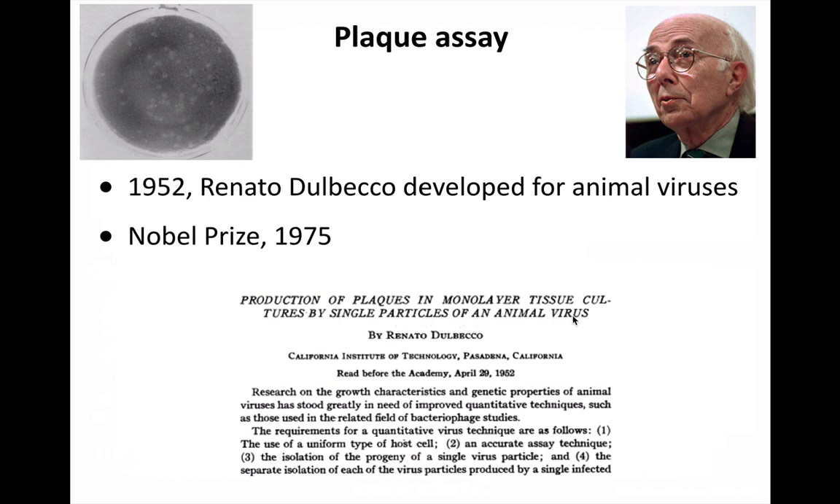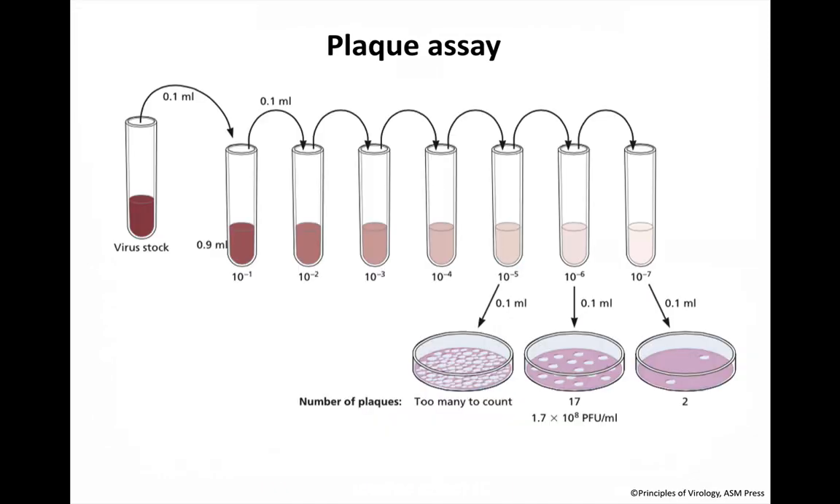Here is the abstract and title of his paper, which was presented in April of 1952, Production of Plaques in Monolayer Tissue Cultures by Single Particles of an Animal Virus. This was a big deal. We use the plaque assay to this day to measure and quantify virus growth. Now, notice he says single particles of an animal virus. I'm going to show you in a bit how he knew that the plaques were actually formed by single particles. First, here's how a plaque assay works. Let's say we have a tube of virus stock. That's the one on the left here. And we want to know how many infectious viruses are in this tube.